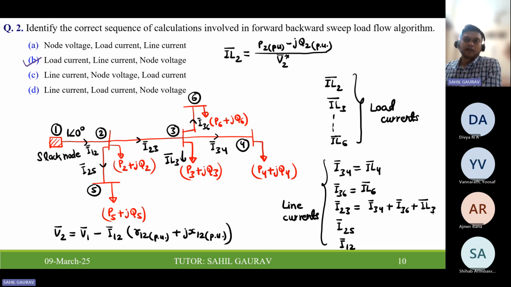So what is the aim of our load flow algorithm? The aim of the load flow algorithm is to find the voltage at all the nodes. So how will you approach it in each iteration? First you have to find the load current, and then the line current, and then we apply forward sweep, where we find the node voltages.